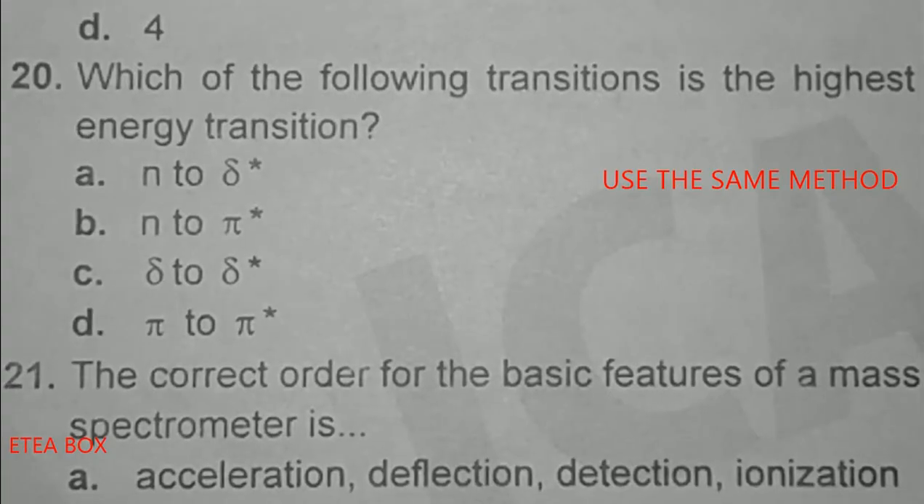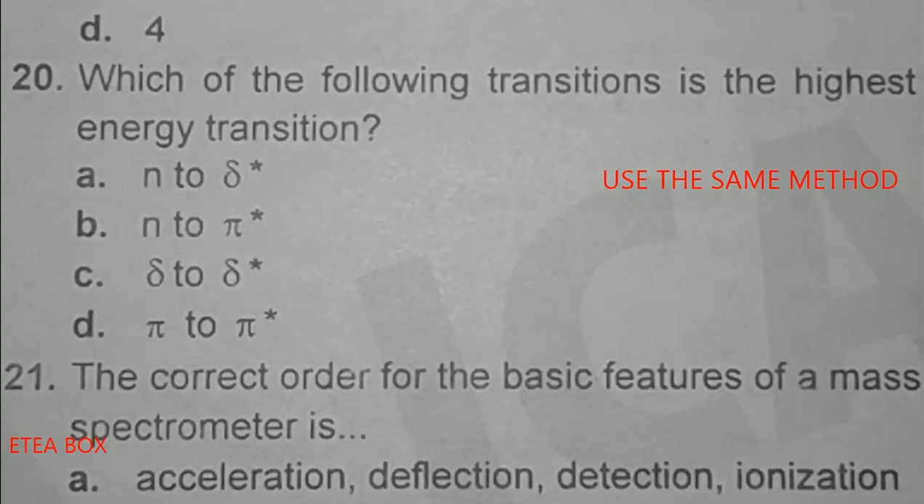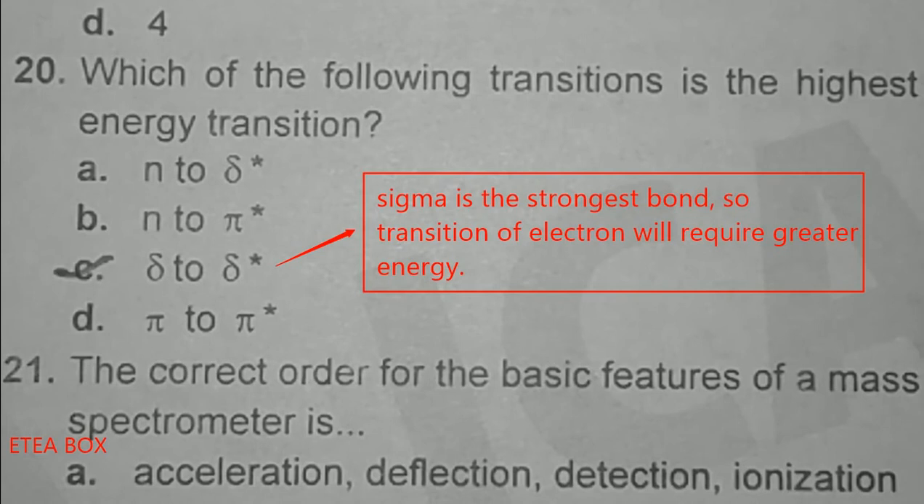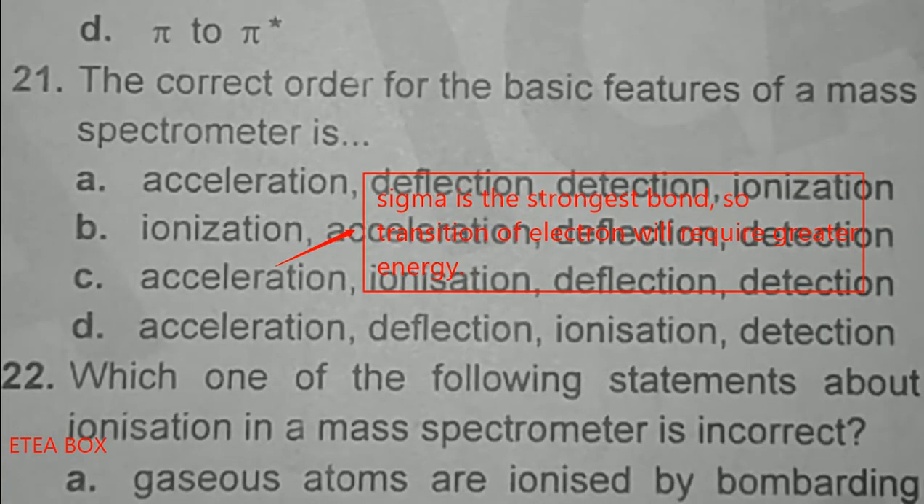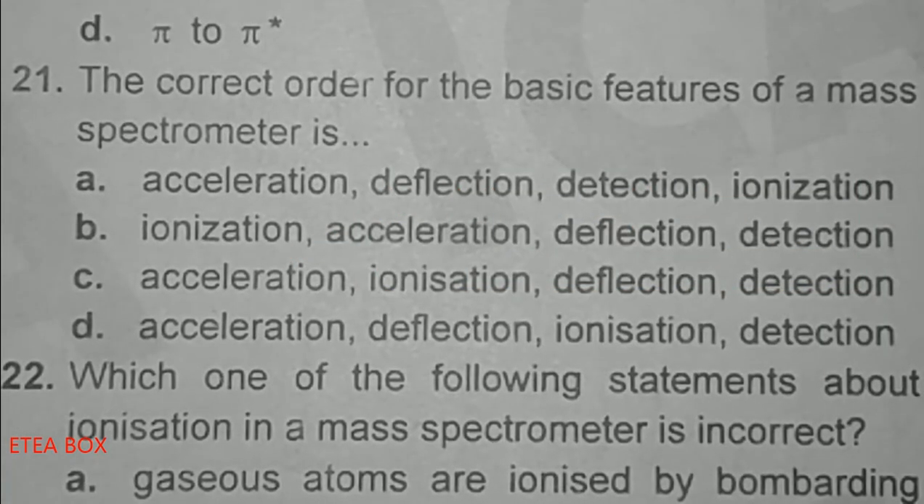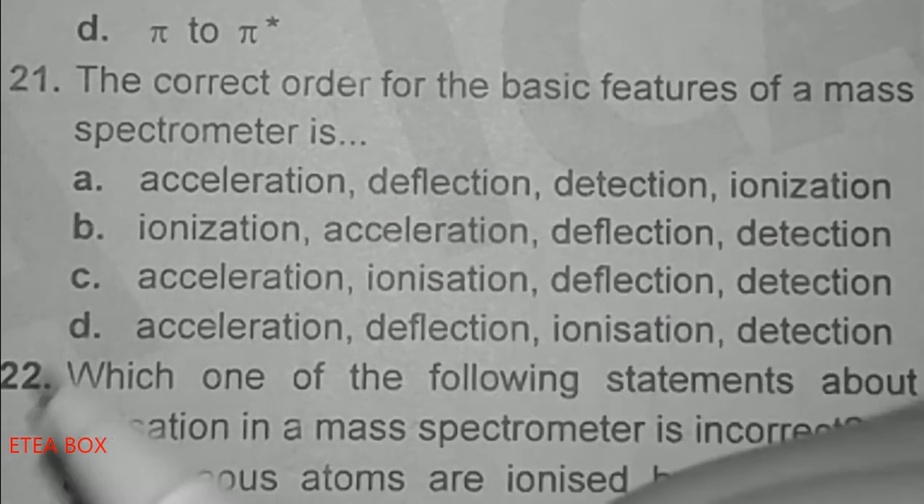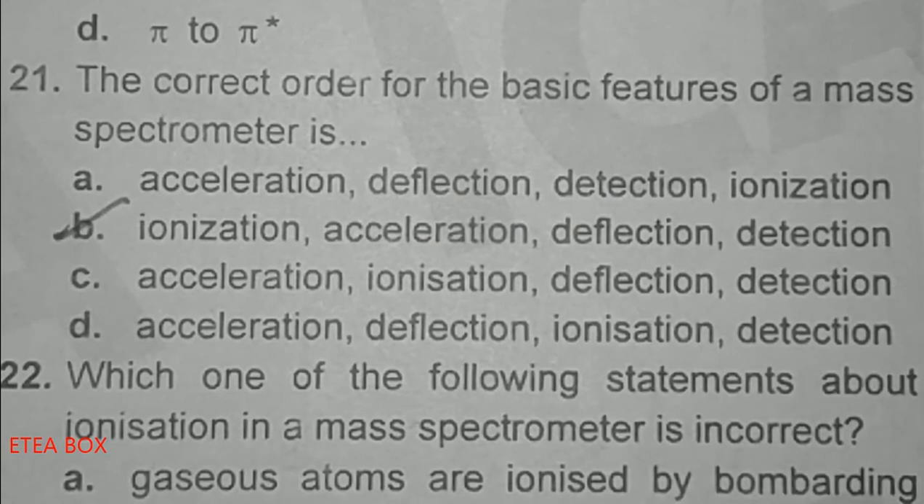Which of the following transitions is the highest energy transition? Sigma to sigma star is the highest energy transition, because sigma electrons are of high energy, which is why its transition is the highest. The correct order for the basic features of a mass spectrometer is: first ionization, then acceleration, then deflection and detection. So option B is correct here.